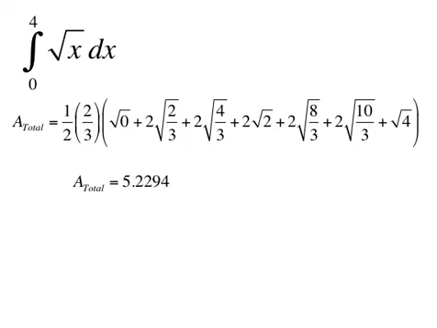The approximate value that I get is 5.2294. But this is one that we could have done using an antiderivative. So let's see how good our approximation is by running through this process using the fundamental theorem of calculus.